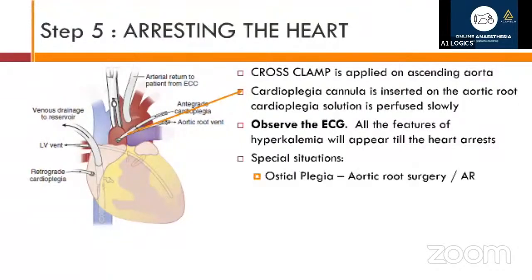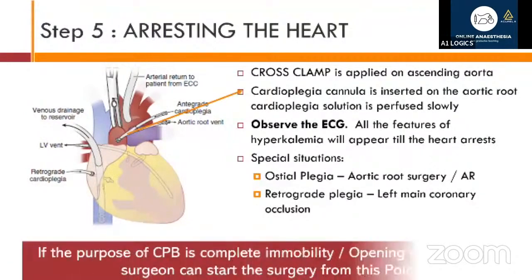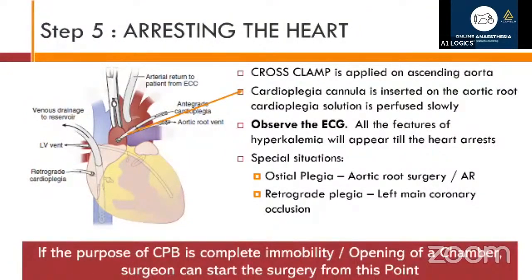There might be special situations, like aortic regurgitation or an aortic root surgery. At that time, we open the aorta and directly give the cardioplegia into the coronary ostia. It is called ostial plegia. Sometimes the plegia might not go into the myocardium, as in the case of a left main coronary artery occlusion. At that time, you will have to cannulate the coronary sinus and give retrograde cardioplegia so that it reaches the myocardium. If the purpose of CPB is complete immobility and opening of a chamber, the surgeon can only start from this point, and now the heart is ready for surgery.